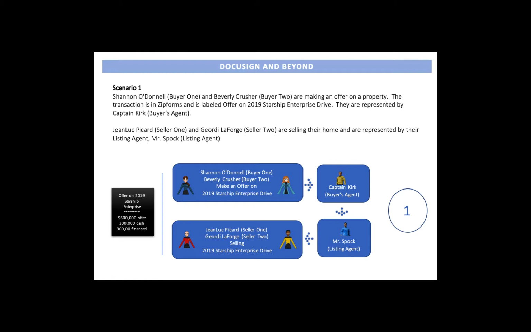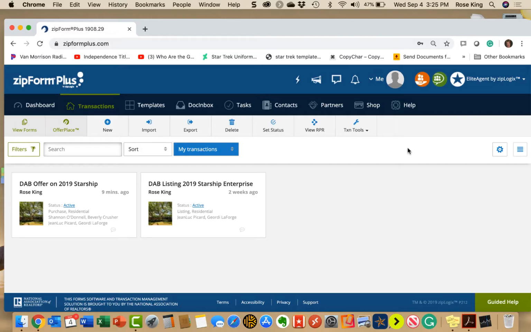on a property. Currently, we're in zip forms, and there are two transactions that are already created. One is an offer on 2019 Starship Enterprise. The other is a listing on 2019 Starship Enterprise. For our exercises, the first transaction that we'll be working in is the offer. My two buyers, I'll go ahead and open it up.